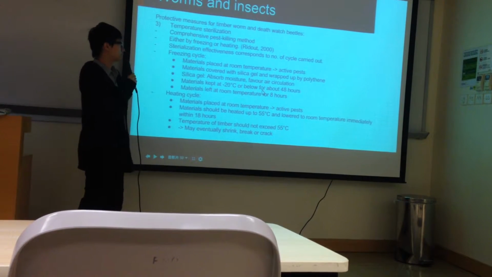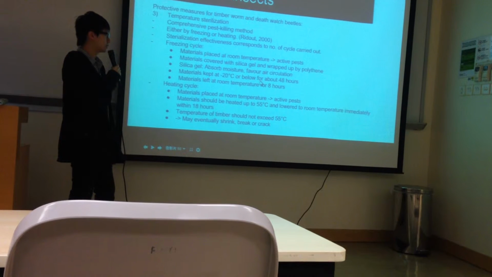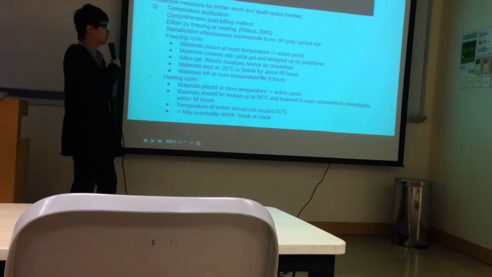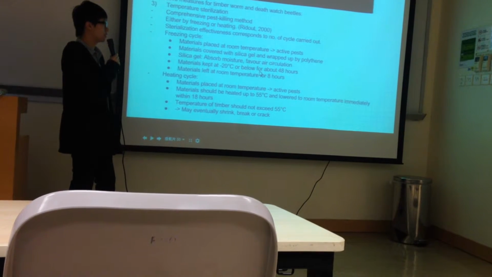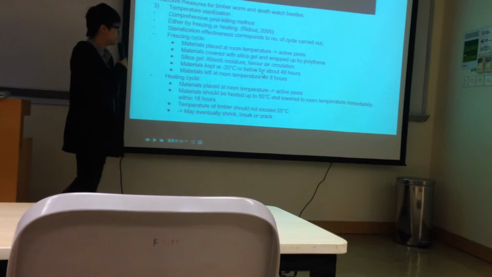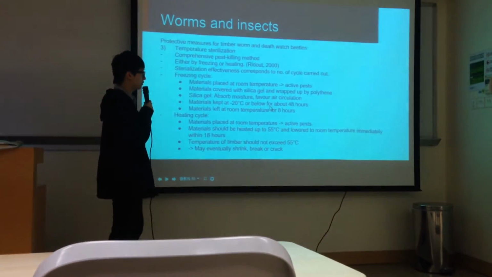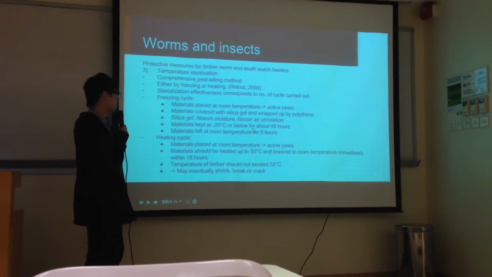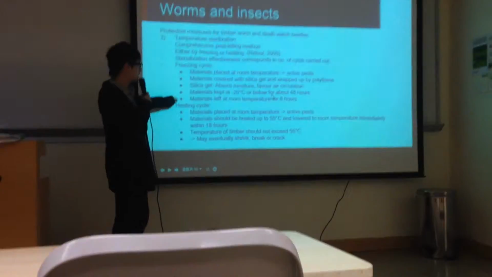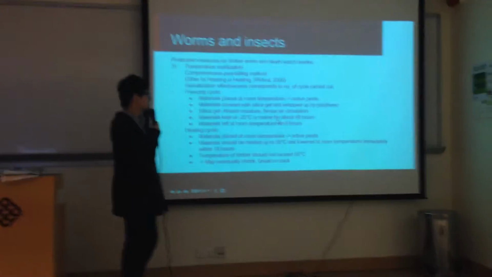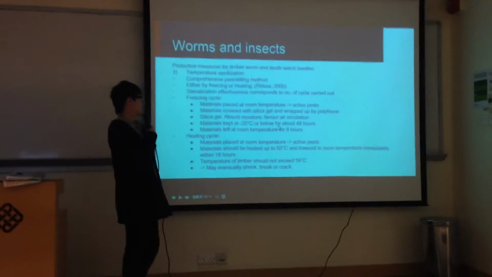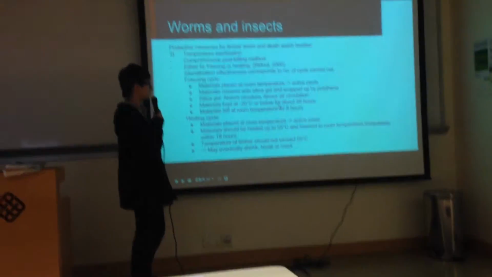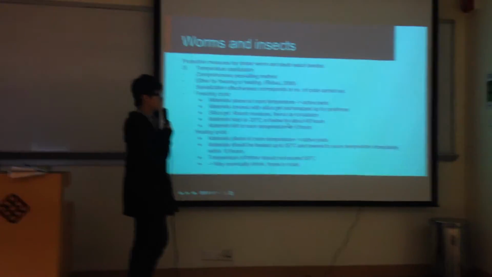Freezing cycle means we should place the materials at room temperature to eliminate pests in the very beginning, and then we should cover the materials with silica gel and wrap them up with polythene. The function of silica gel is to absorb moisture and favor air circulation to speed up the whole process. Materials are then kept at negative 30 degrees Celsius or below for about 48 hours, and finally left at room temperature for another 8 hours. So the whole cycle lasts for 56 hours.